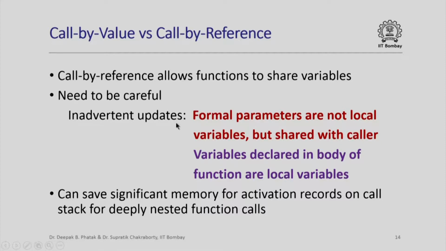When a function is called by reference, its formal parameters are not local variables, but variables shared with the caller. However, the other variables declared in the body of the callee function are indeed its local variables. And we have also seen that by using call by reference we can save significant memory for activation records when we have deeply nested function calls.